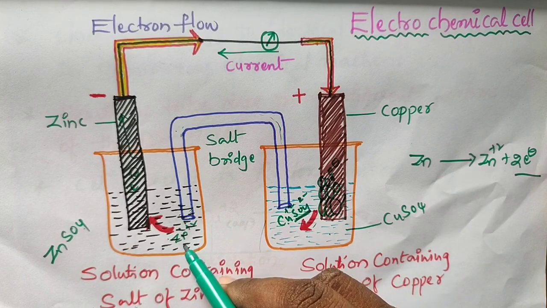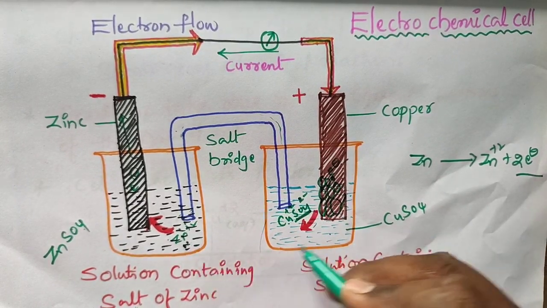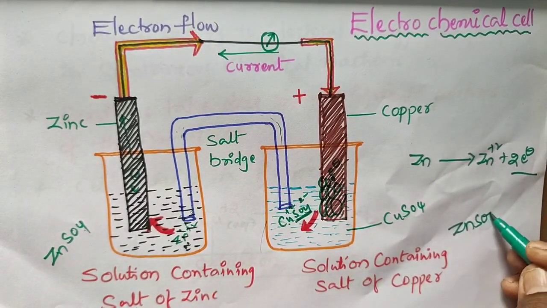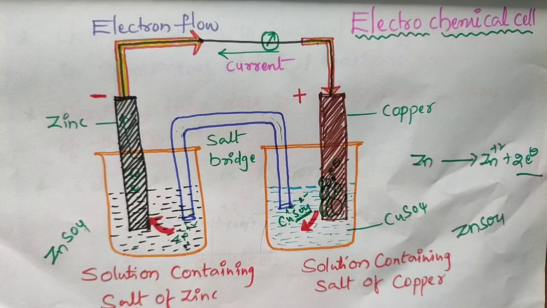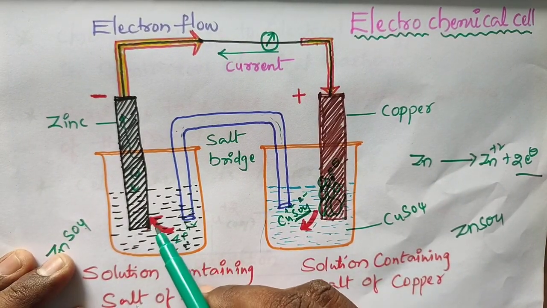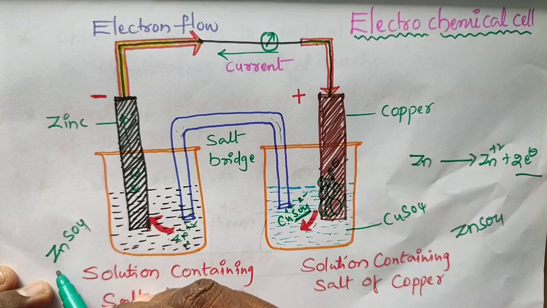The SO4 2- and Zn2+ ions are going to form ZnSO4. Are you understood about this? So, what happened in this?